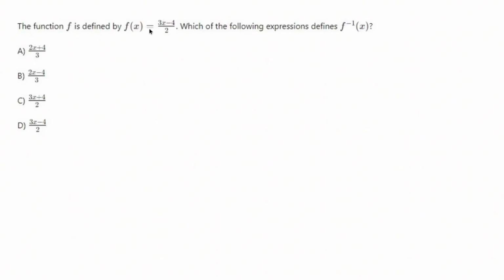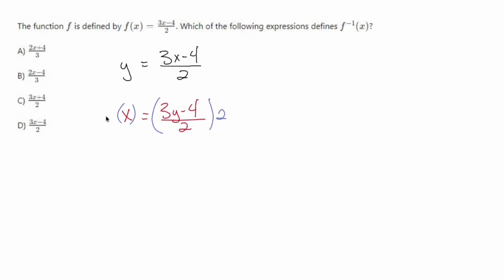The function f is defined by f of x equals 3x minus 4 all divided by 2. Which of the following equations defines the inverse? In order for me to find the inverse, I like to replace f of x with y and say y equals 3x minus 4 all over 2. The next step to find the inverse is swap the x and the y. So you are now x equals 3y minus 4 all over 2. Now we solve for the new y. So let's multiply both sides by 2.